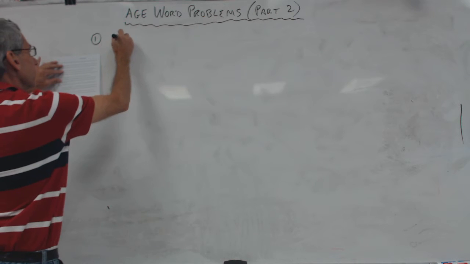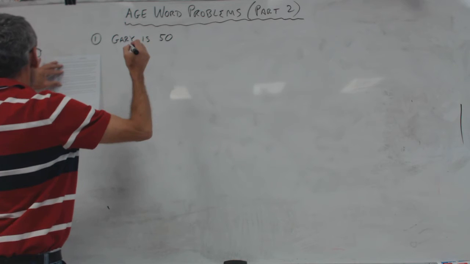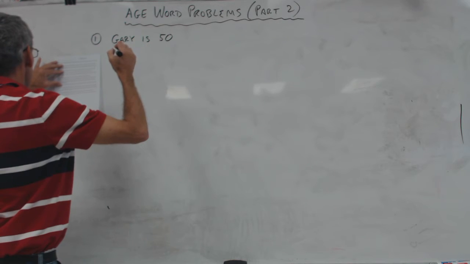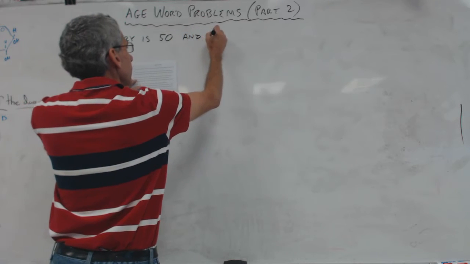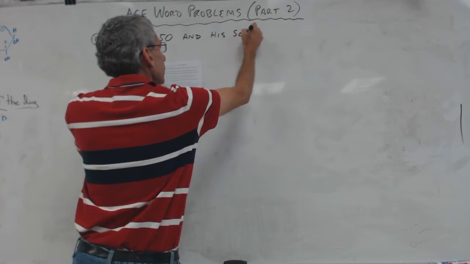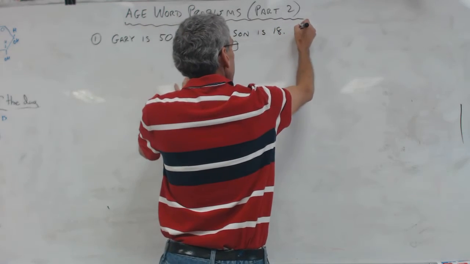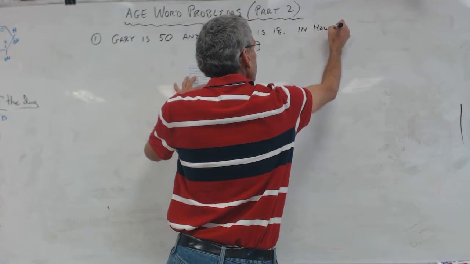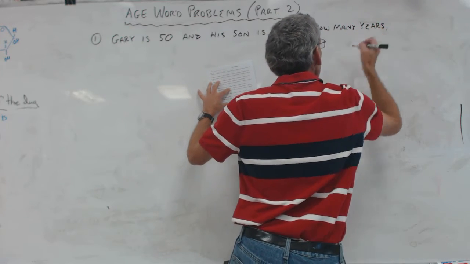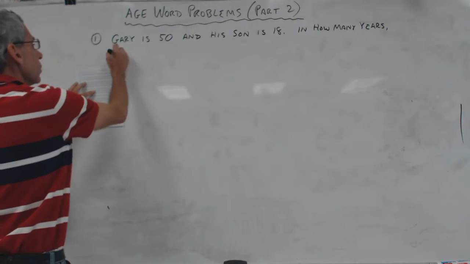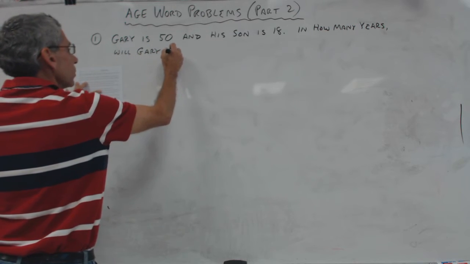So Gary is 50, and his son, we'll do 2 of these, and his son is 18. In how many years will Gary be twice as old as his son?